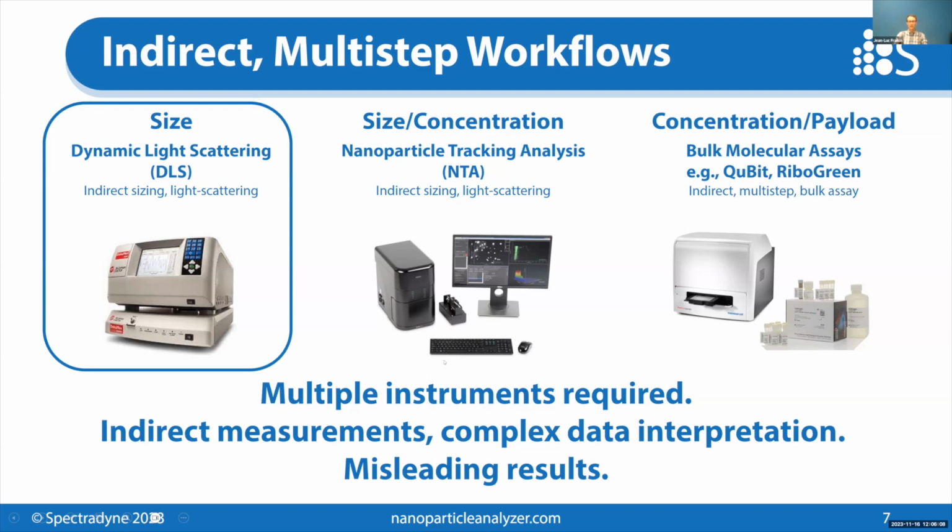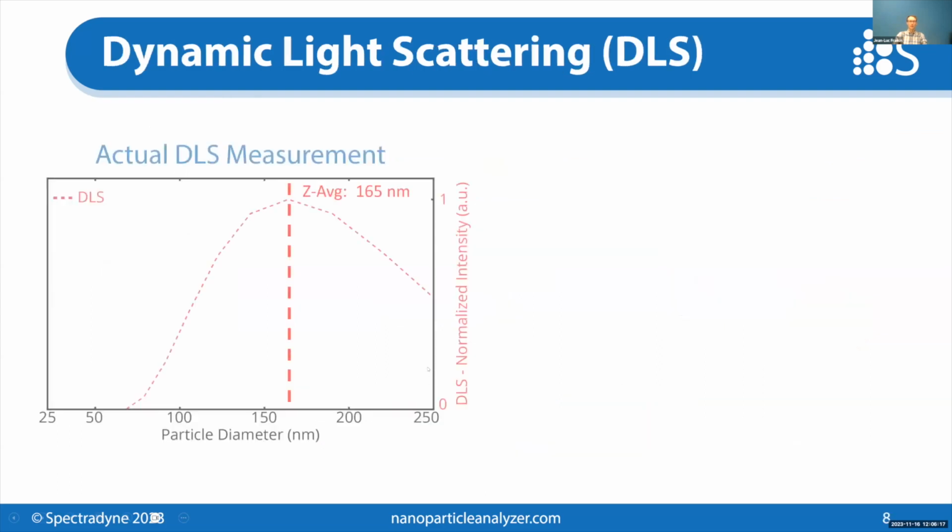This will set the stage for Jeff's presentation later, in which he talks about the importance of using different, orthogonal techniques to characterize these formulations. What I'm showing you here is an actual DLS measurement of a sample. The dashed line is what the instrument reports, as well as this Z average number. The Z average is the average effective diameter that scatters the light. It's like the mode of the scattering intensity distribution.